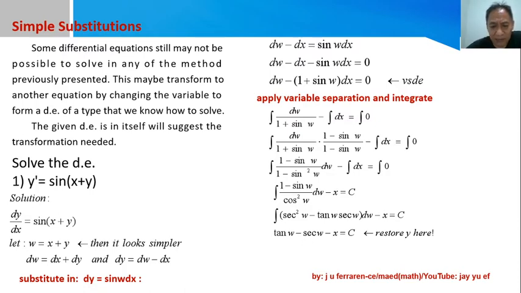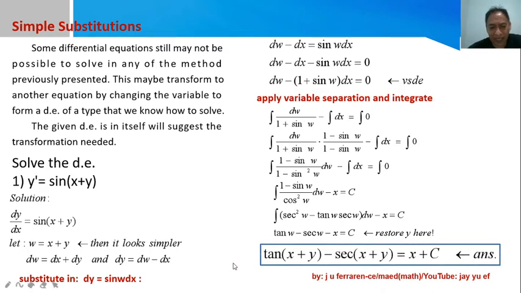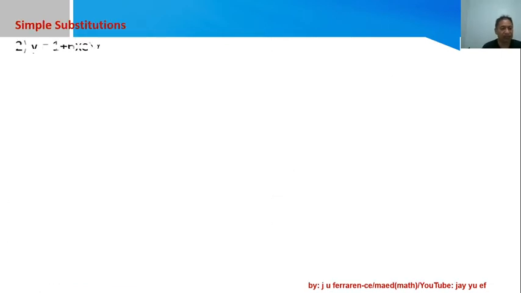I can maybe group all the trigonometric terms, and x can be associated with the constant c. Okay, so here I have the final answer. I have the tangent of the x plus y minus the secant of the x plus y, which is equal to x plus c. Okay, so that's how to solve our problem number 1, which initially we cannot solve directly, but after transformation, we were able to arrive with a variable separable differential equation.